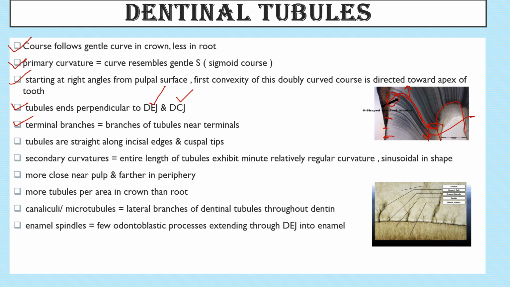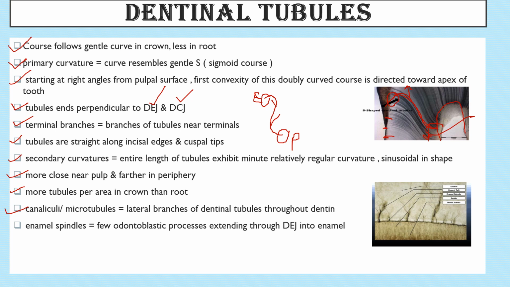Tubules are straight along the incisal edges and the cuspal areas. Then secondary curvatures: the entire length of the tubule exhibits minute relatively regular curvatures, which are sinusoidal in shape. As you can see here, this is a doubly curved course. It has terminal branches here and here. This is the enamel portion, and this is the pulpal portion. Apart from that, it has some lateral branches also, which are secondary curvatures. They are closer near the pulp and farther apart in the periphery. Obviously, there are more tubules per area in the crown than the root. And canaliculi, the macrotubules, are lateral branches of dentinal tubules throughout the dentin.